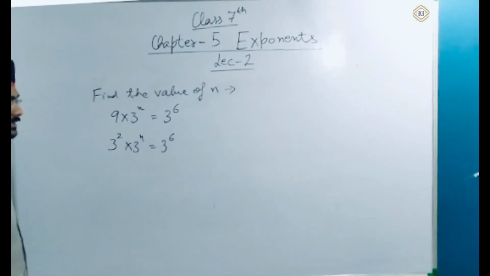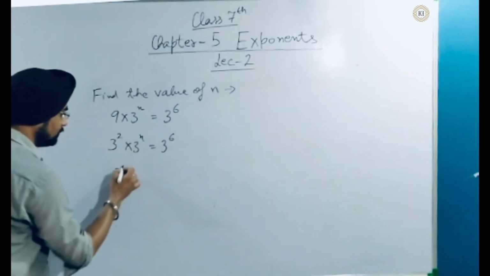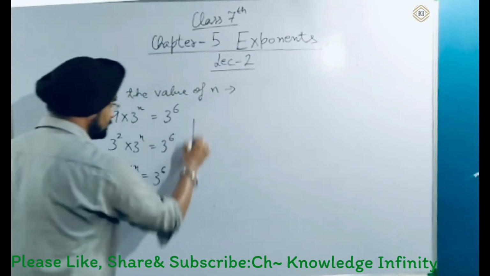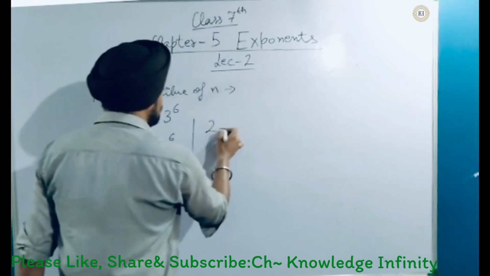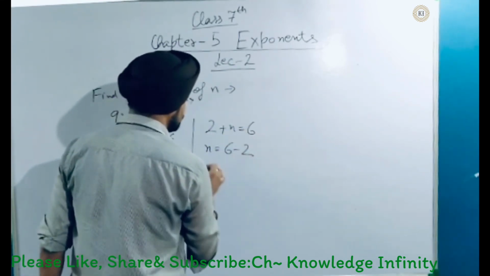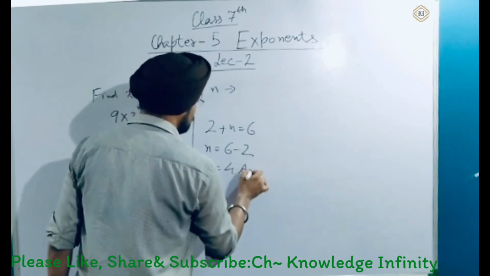Now 3 and 3, again the bases are same. Powers are added: 3^(2+n) = 3^6. Now simply equate the powers. 2 + n will be equal to 6. n will be equal to 6 minus 2. The value of n will be 4.